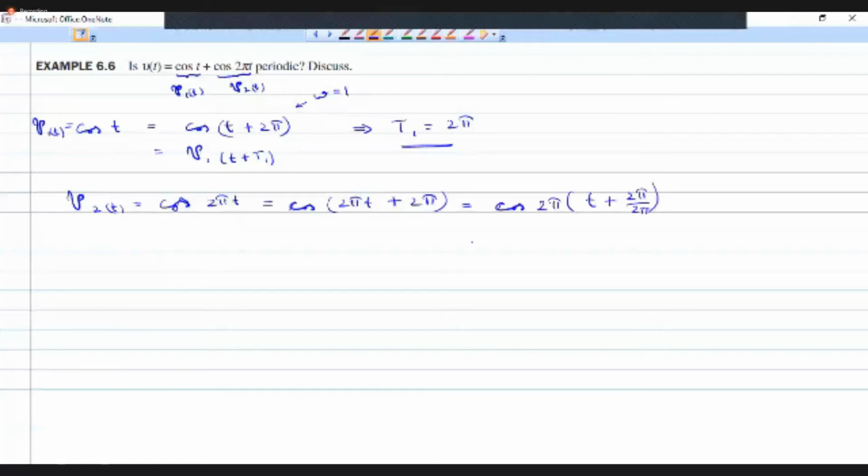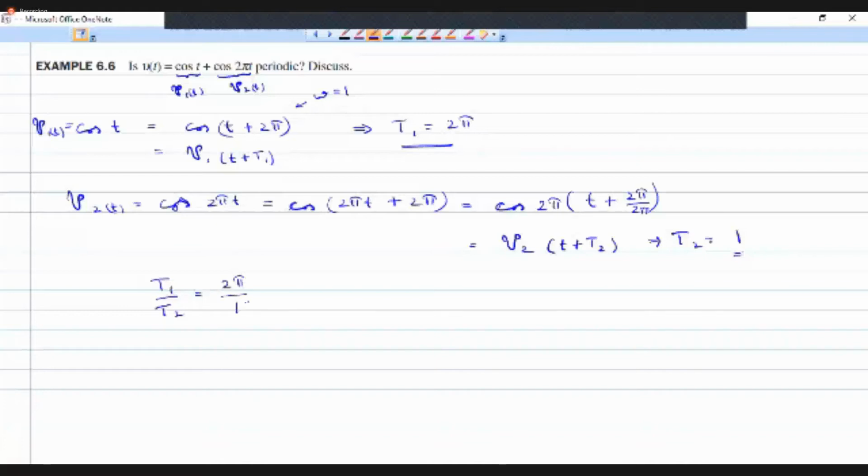So this could be compared with p2 of t plus some capital T2, which is the time period of this second function. So what is T2 here? T2 is equal to 2 pi by 2 pi, which is equal to 1 here. Now take the ratio T1 by T2. What will it be? 2 pi by 1.